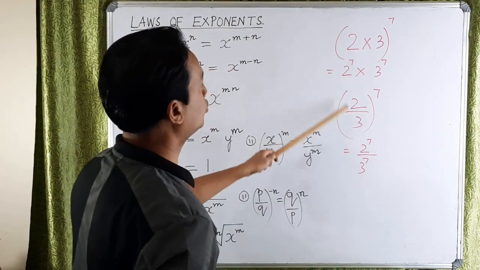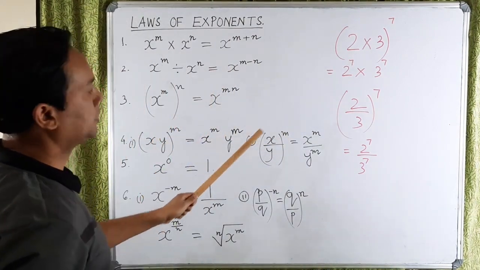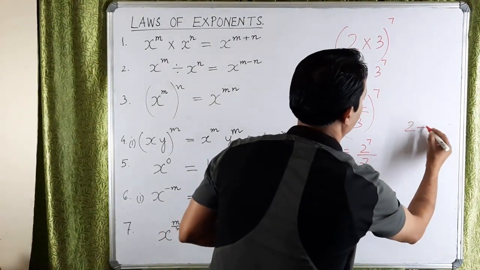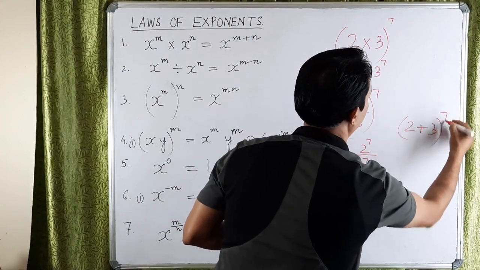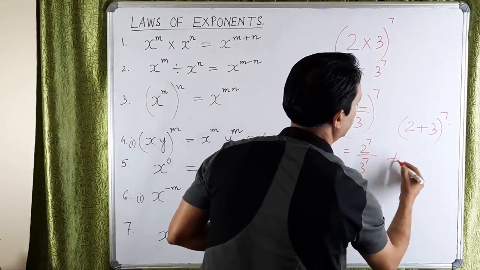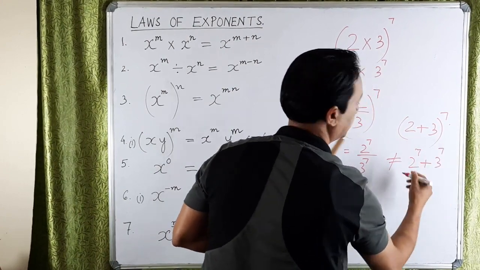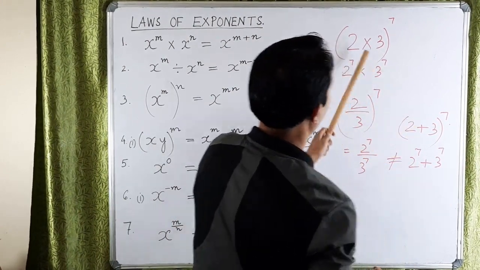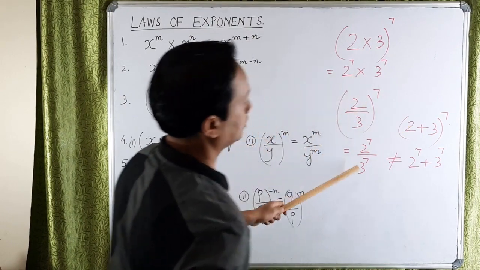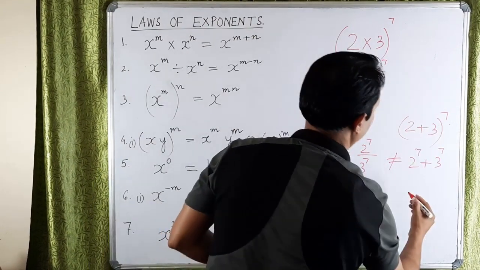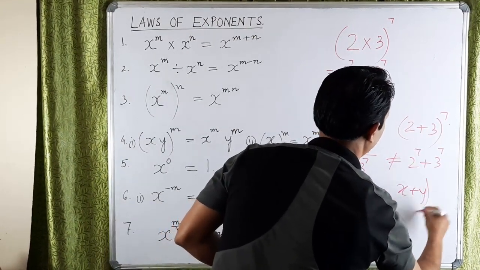But this is not true if you have plus or minus in the middle. You cannot write 2 plus 3 whole to the power 7 as 2 to the power 7 plus 3 to the power 7. This will be wrong. Only for multiplication and division can we do this. Like for example, x plus y whole thing squared.